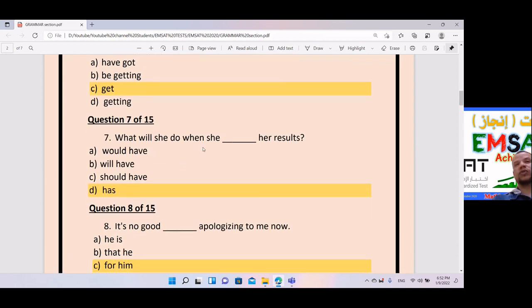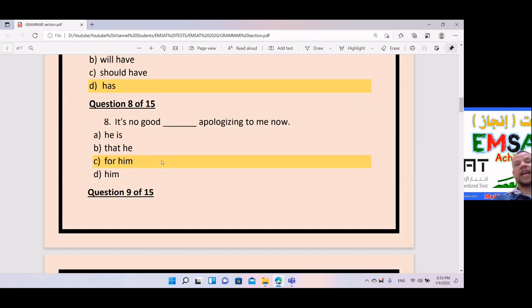What will she do when she...? The first one is a future. The second one is a present simple. So always, when you use a future, most of the time it goes with the present simple, I mean the first shape. So: what will she do when she has her results? Not "would have," not "will have," not "should have."